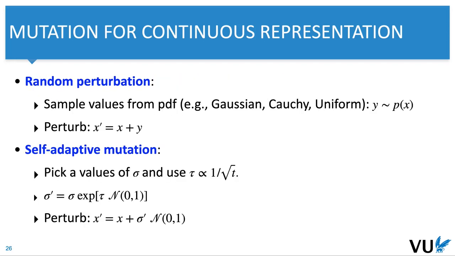So maybe one remark. So the last perturbation: we first sample a standard Gaussian. We multiply it with the standard deviation, that is smaller and smaller over time, and we add it to the previous point.